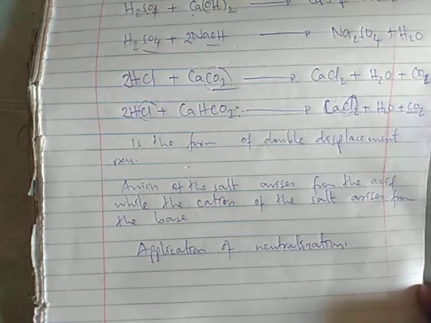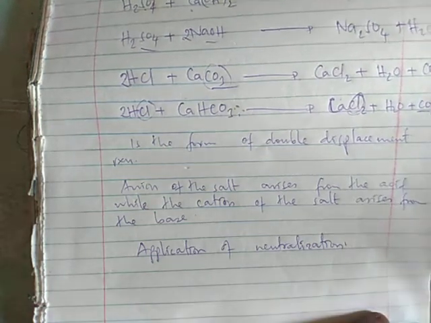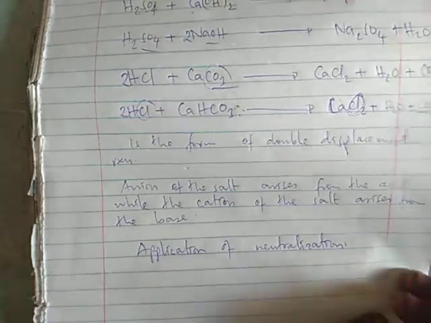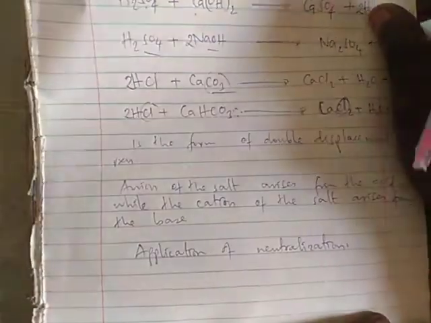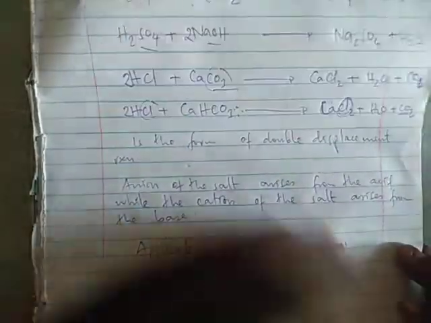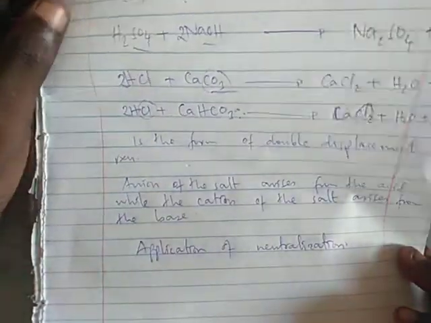Treating factory waste. Kuna uchafu ambao unatoka viwandani unakuwa ni acidic or basic. We can use the acid or the base to treat that factory waste in order that the waste does not destroy the environment ambapo itakuwa imeenda kuwekwa.